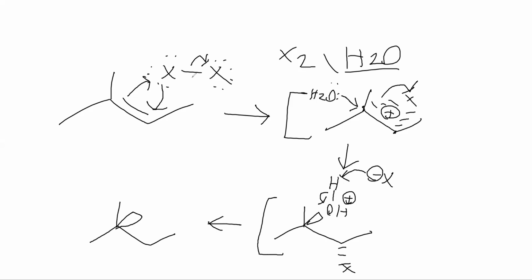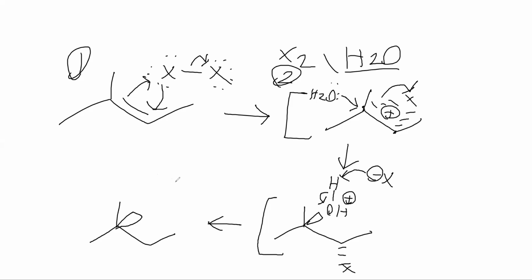Are you referring to this first step here or this second step with the intermediate? I'm talking about the water attacking from the back. Or are you just talking about the fact that I have it as dashes?